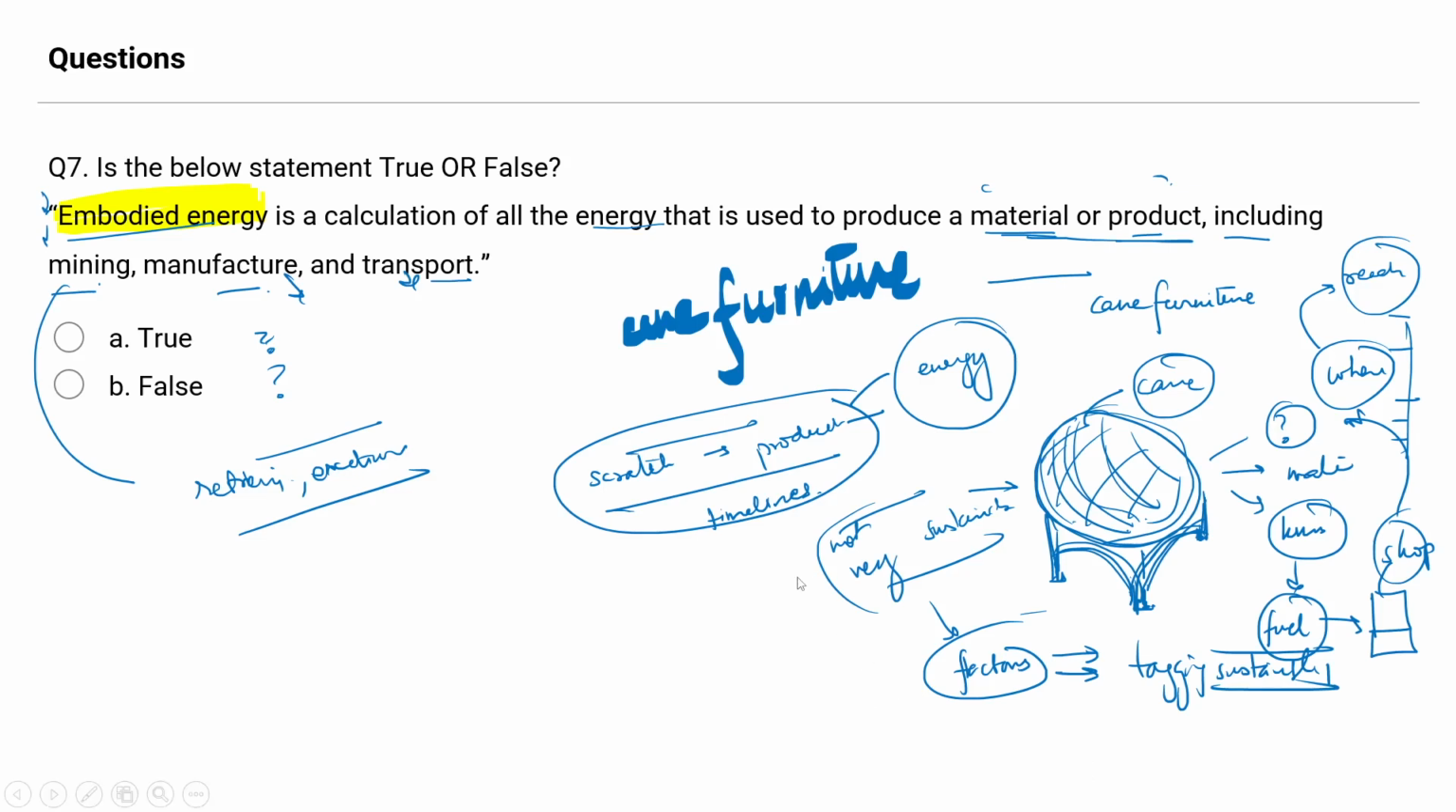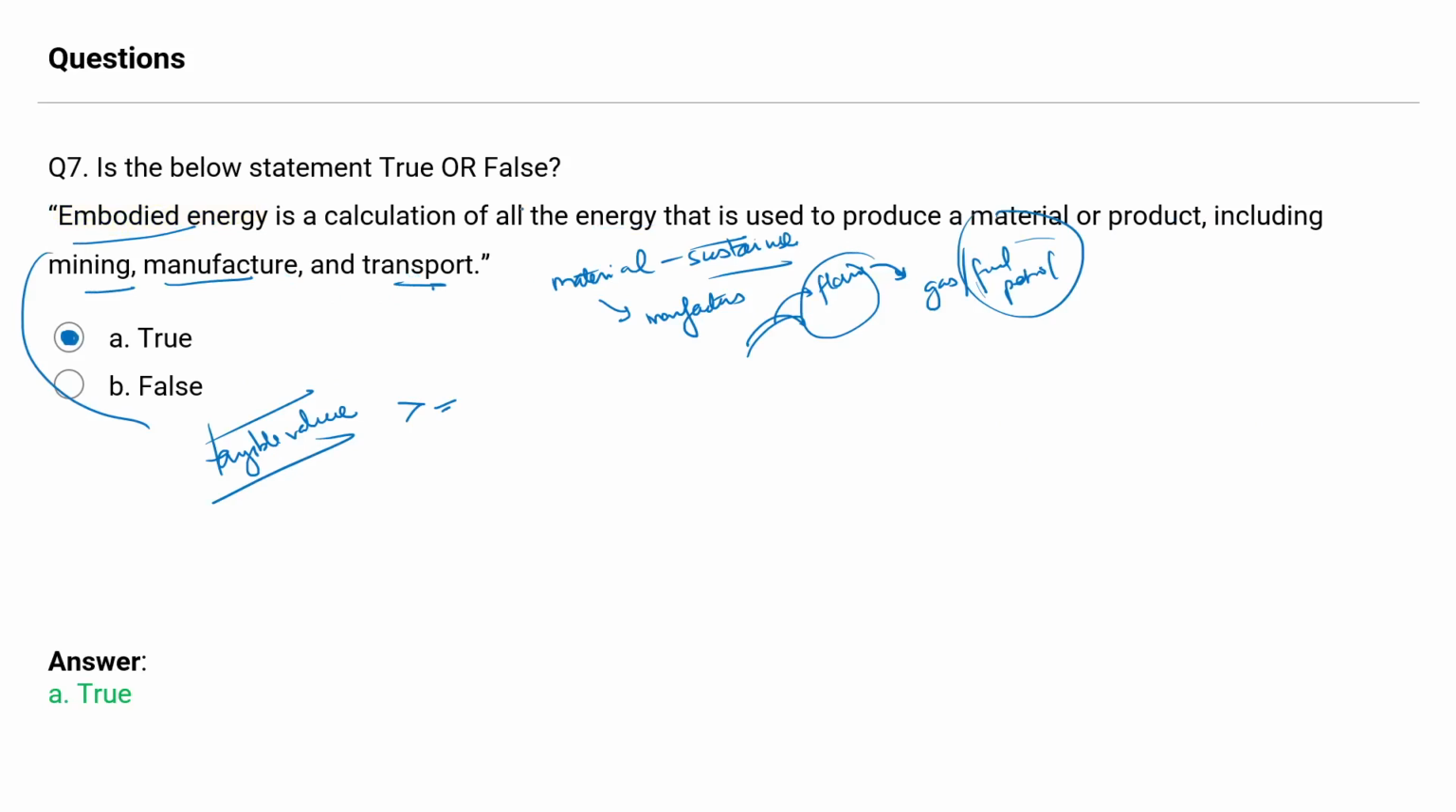So we discussed this question. It was about the embodied energy, which is basically the calculation of the energy that is used to produce a material product, including mining, manufacture, and transport. There were two options given to the users, true or false. And as rightly said, it's correct because it's about how the material is produced, how it has been excavated, how it has been transformed, how it has been shaped up into a product, and how it has reached your particular home. All these things get accounted for when we are talking about the embodied energy.